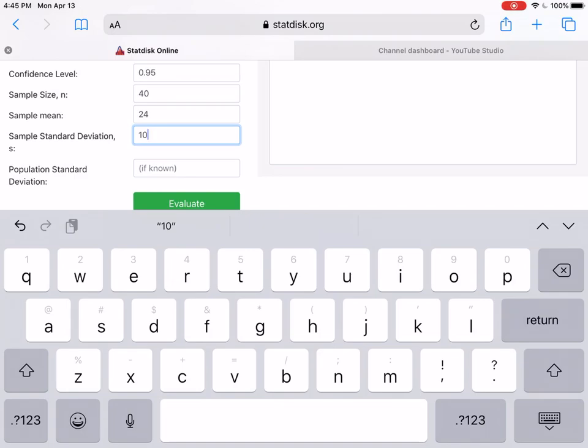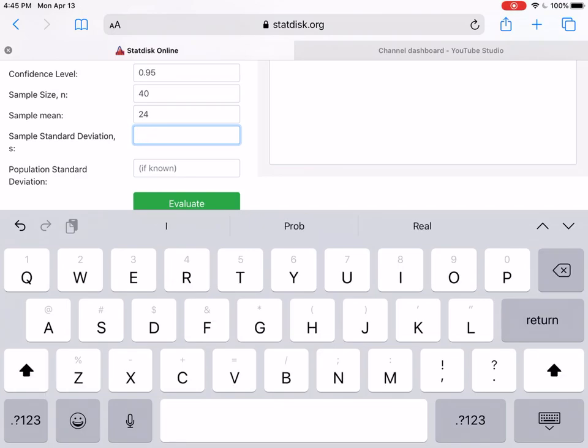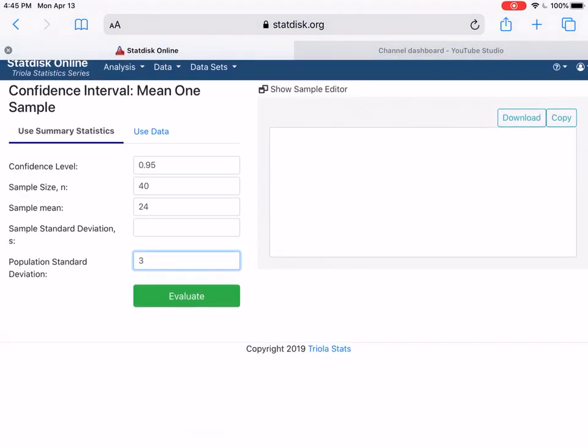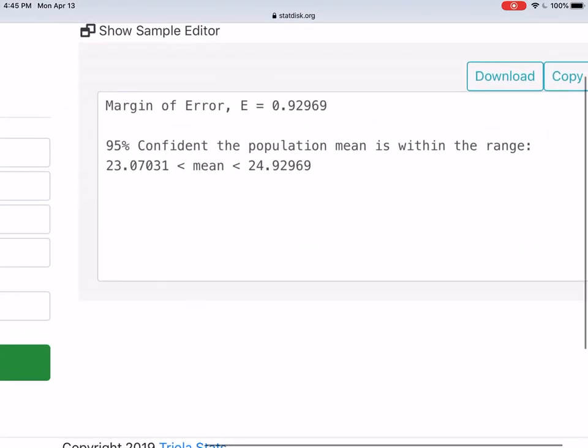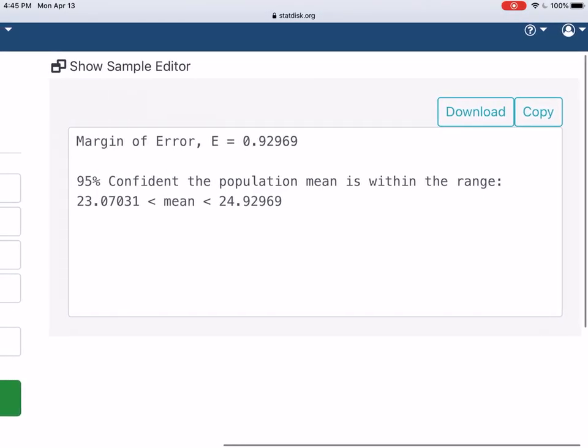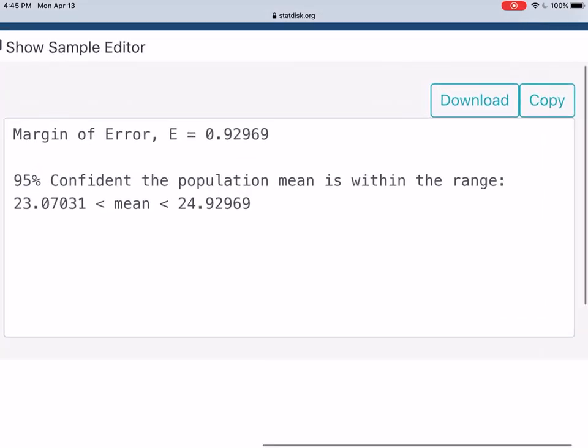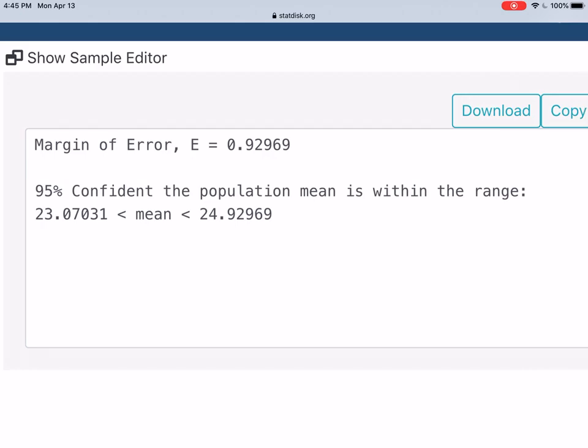The sample standard deviation, we were not given that in our information. I'm going to try leaving it blank. If I have a population standard deviation and I have a sample standard deviation as well, the population standard deviation will actually take precedence. And so we have 3 here. I'm going to see if this works. Let's see. Yeah, so that works fine. And so what does this spit back? It spits back a confidence interval. All right, so 23.07 to 24.93.